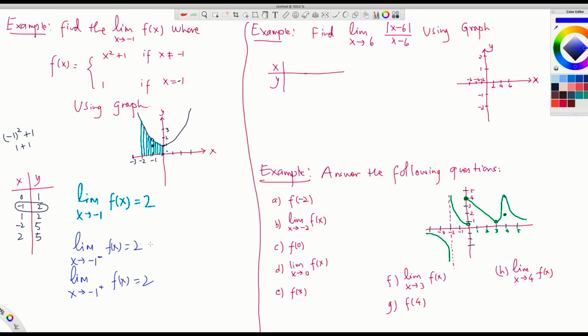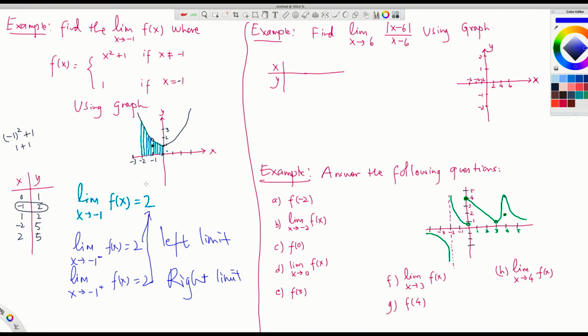Since these two values are equal, this is the left limit, and this is the right limit, okay? So since the left limit and the right limit are equal, they are equal to 2, so the limit is basically 2. So the limit of the function, both are equal to 2. That's why the limit of the function at -1 is 2.